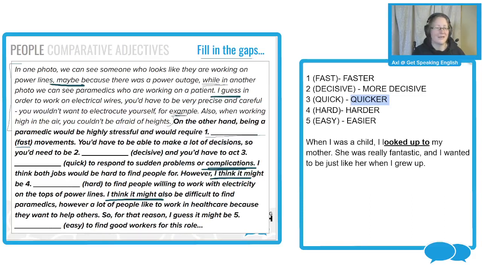So I think both jobs would be hard to find people for. However, I think it might be harder to find people willing to work with electricity on the top of power poles, so up above the electrical lines. I think it might also be difficult to find paramedics. However, a lot of people like to work in healthcare because they want to help others. So, for that reason, I guess it might be easier to find good workers for this role. So there you can see it all together.